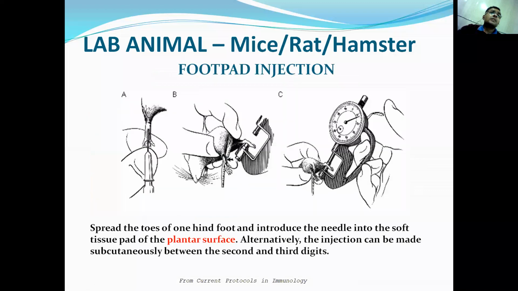Now this is the third, that is foot pad injection. Generally this is performed for some drug discovery, or for some viruses whose target site is paired muscle or paired tissues. So you just have to expose the plantar surface, keep it over this instrument, or you can hold it, then you can inoculate your target.